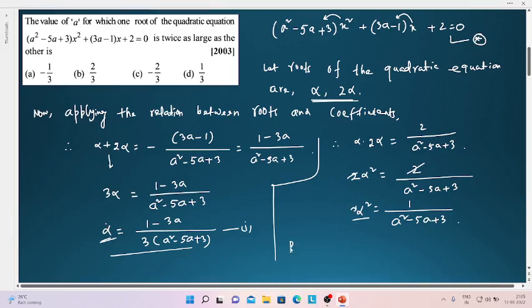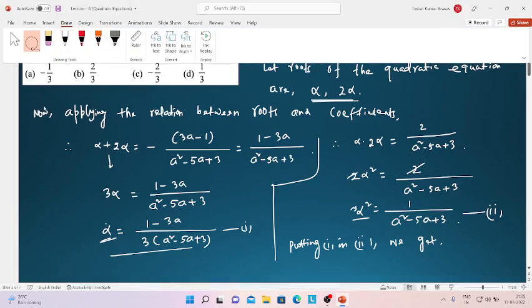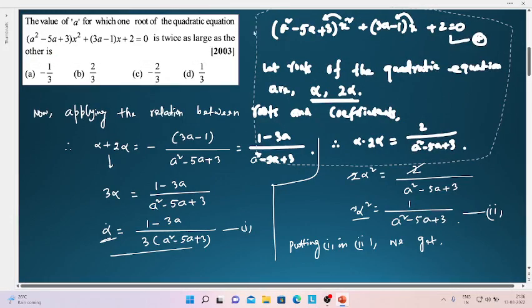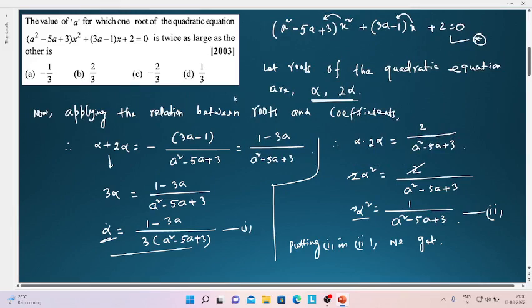So putting equation 1 in equation 2, let me write this equation as 2. Let me first erase that part so that I will have more space. I think you can write this down, so let me wait a few seconds so that you can write all these things.